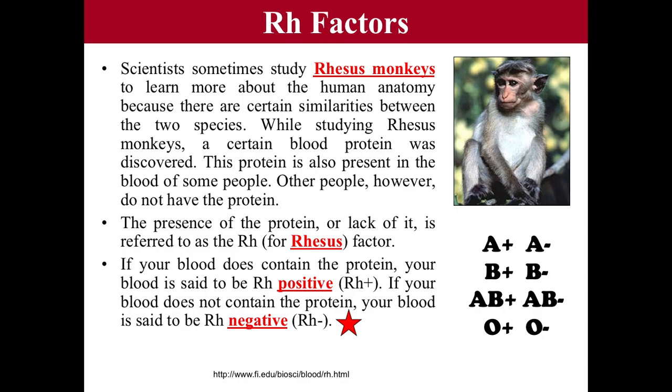So when we add in this addition to the 4 original blood types we learned about, there's actually 8 different types that a person can be in the ABO system, which are listed on the right hand side here. So for example, you can be A positive or A negative. The positive and the negative also plays a role in who can donate blood to whom.